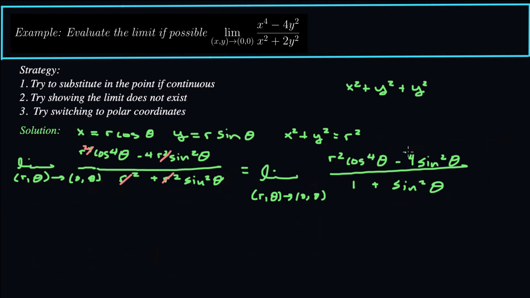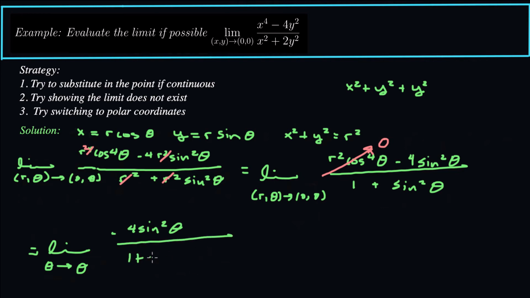All right, so now what we can do is break this numerator up into two different terms. Why do we want to do that? Well, because as r goes to 0, this first numerator term is going to go to 0. So actually we could just state that here directly. As r goes to 0, this term is going to go to 0 because it's got an r squared on it. Now the rest of it only has theta in it. So this leaves the limit as theta goes to theta of negative 4 sine squared theta over 1 plus sine squared theta.